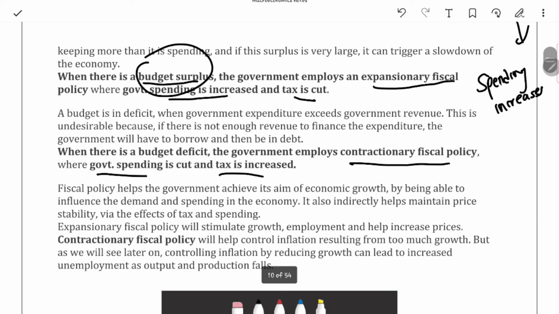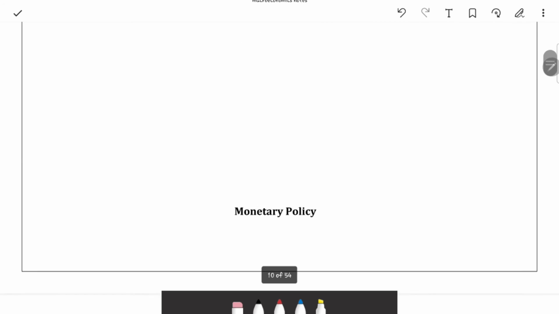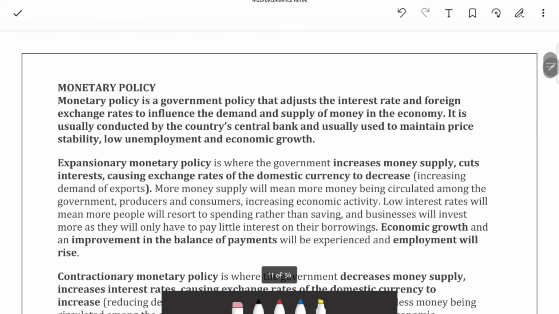To wrap up, fiscal policy deals with government spending and the use of taxation to achieve the macroeconomic aims that we had a look at. We will now have a look at monetary policy, the second policy. Then we're going to look at supply side policy, and then finally economic growth, employment and unemployment, inflation and deflation. That is chapter 4. So let's have a look at monetary policy now.